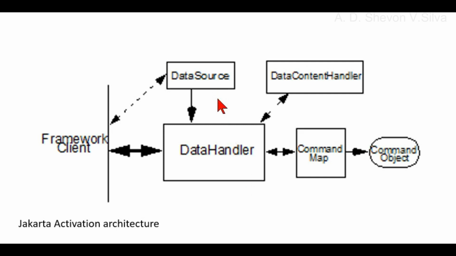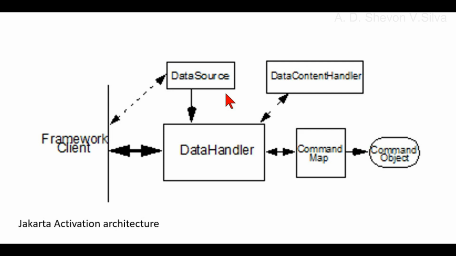Data content handler interface. The data content handler interface is implemented by classes that are used by the data handler to convert input streams into objects and vice versa. In effect, the data handler object uses a data content handler object to implement the Transferable interface. The data content handlers are discovered via the current command map.